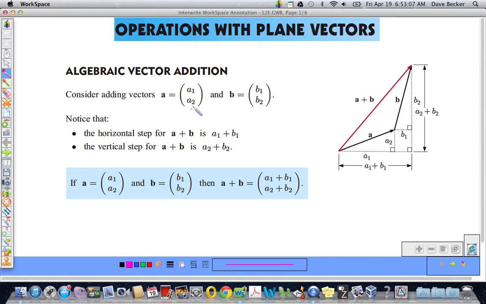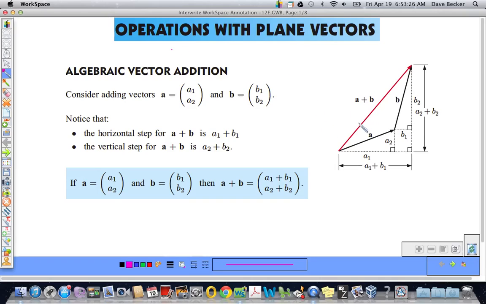We are talking about operations with plain vectors today. Addition, subtraction, and multiplication is what we're going to talk about. Very simple, very straightforward, but we're going to show you why we can do what we can do with the vectors when we add, subtract, and multiply.